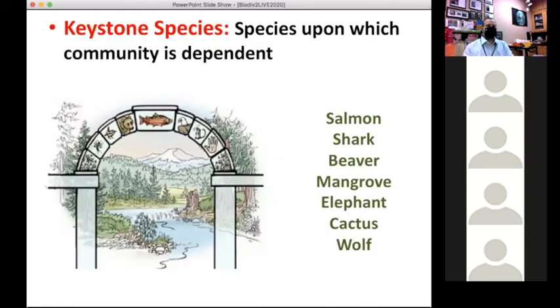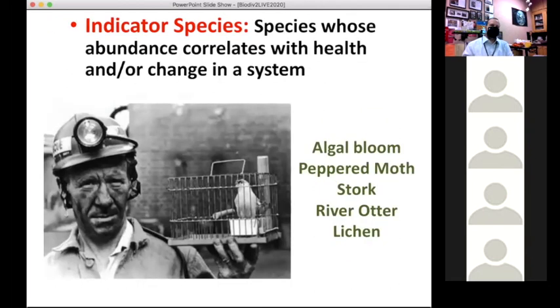The term keystone comes from a Roman arch, and it's that stone you drop right in the middle at the top, and it holds the rest of the arch up. But if you take that stone out, the whole arch collapses. The same thing is true in an ecosystem. And sometimes a keystone species is an indicator species. It's an indicator that change is happening.